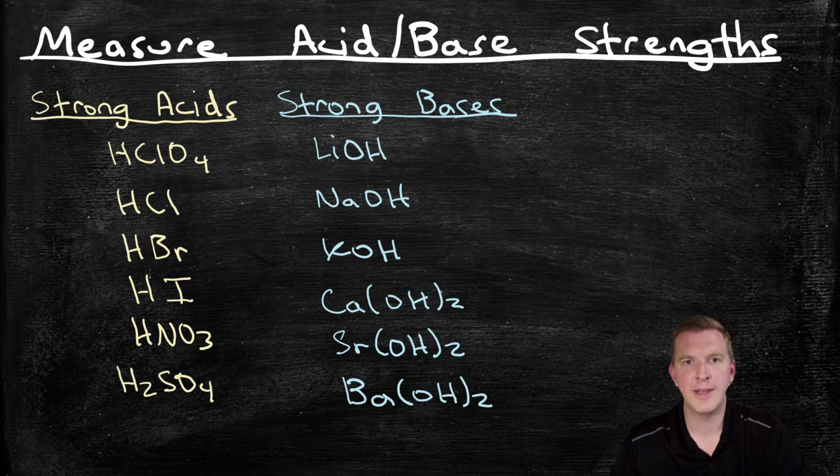Now, if we look at the list of strong bases, we've got lithium hydroxide, sodium hydroxide, potassium hydroxide, calcium, strontium, and barium hydroxide. So these are things that are readily soluble in water, and they have an OH that, when it dissolves, just forms OH- in the solution. So these are something that's considered to be a strong base.